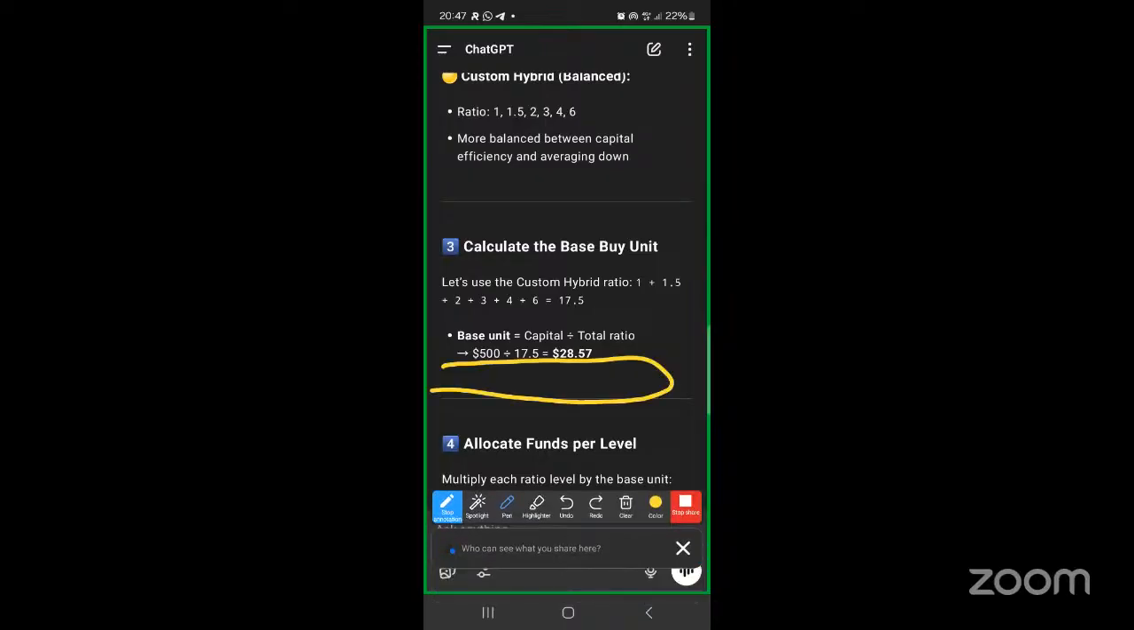For example, if you have chosen the hybrid, you are going to do 1 plus 1.5. You basically add these ones, add the ratios, get the total ratio, get capital, divide by total ratio. You are now going to get the first buying amount.